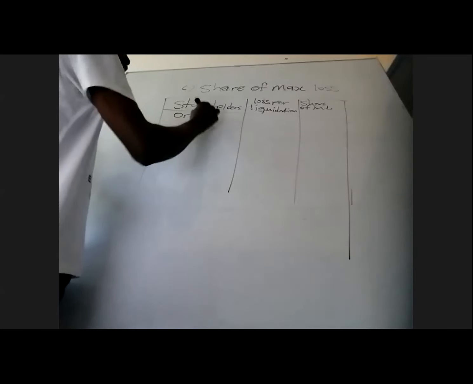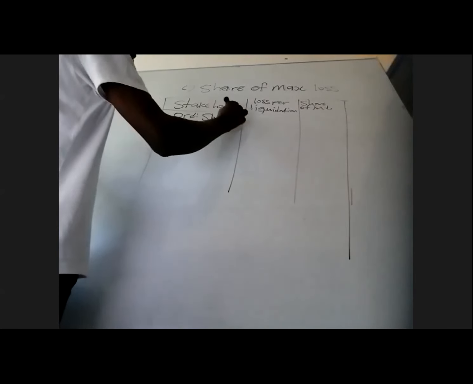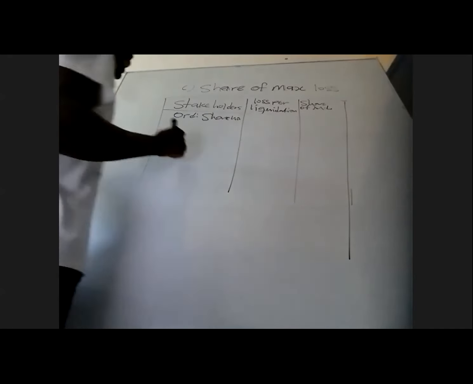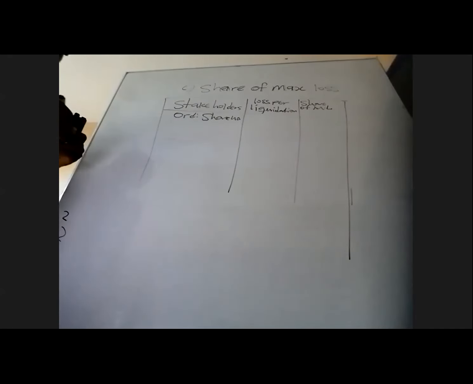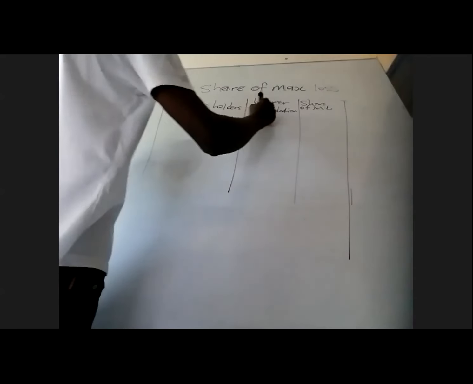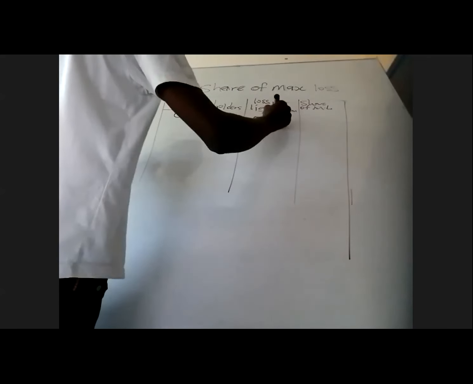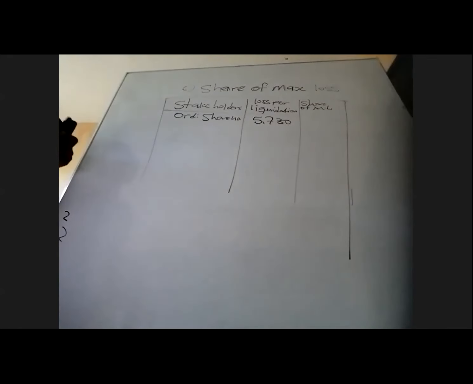The ordinary shareholders, we said that for them, they are losing everything. So, ordinary shareholders, they are losing everything. They are losing 5,730. When we go to liquidation, ordinary shareholders, they will lose everything.